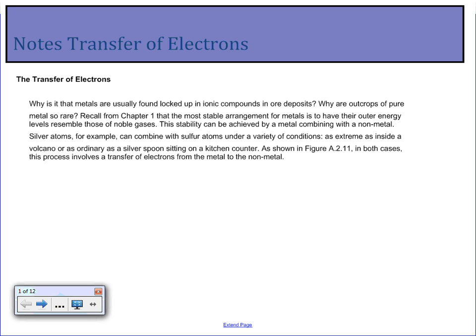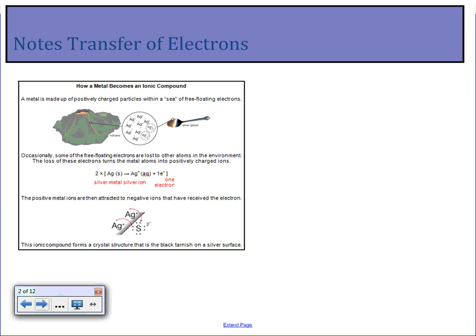As shown in this next picture, in both cases, this process involves a transfer of electrons from a metal to a non-metal. Here we say that the metal is made up of positively charged particles within a sea of free-floating electrons. We talked about this before as our metallic bonds. So we've seen this before, okay?